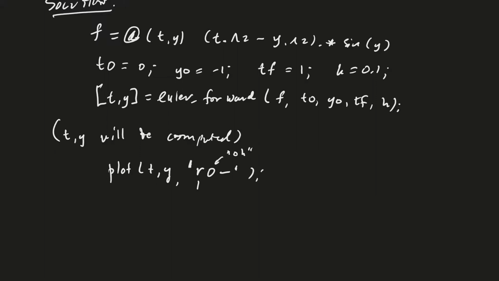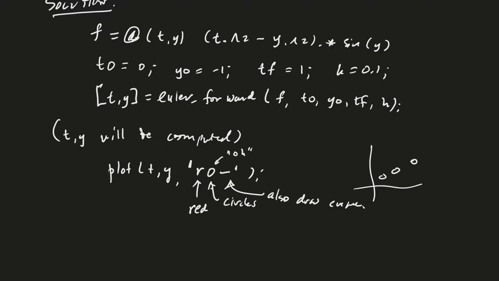And so what this does is the r means red, the o means we're going to just plot the points as circles, and then the hyphen is to also draw the curve. So if you leave off the hyphen and just leave ro, it'll just be the dots. The graph will look something like this. And then if you put in the hyphen too, it'll connect the dots as well. Good. Okay, so that's the first way of defining a function.